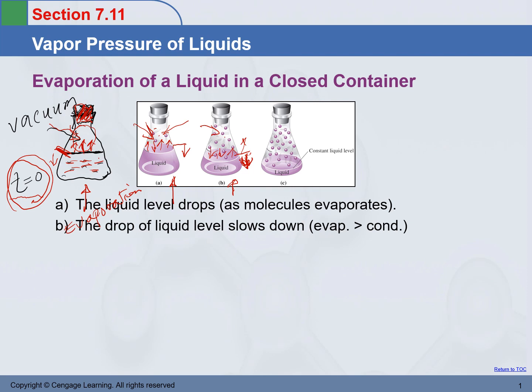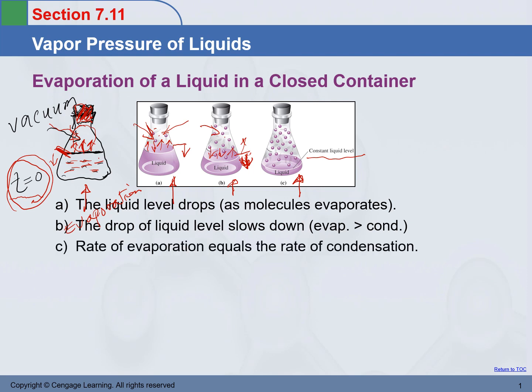Now, given enough time, we know eventually we're going to go to the stage labeled as flask C. Now, sitting in front of this flask, if you sit there forever and watch it, the surface of the liquid will stop dropping. It will stay there forever. At this moment, we know the rate of evaporation equals the rate of condensation. Make sense to you? So this whole thing, we didn't do the experiment, but we described the whole process of this experiment.